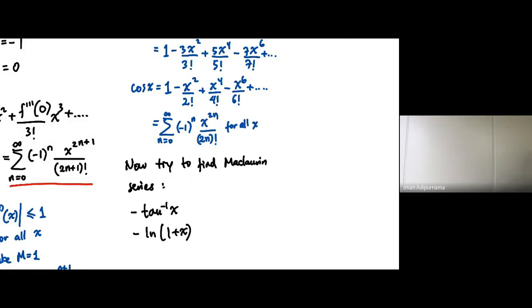Okay, now try to find the Maclaurin series for tangent inverse x and ln 1 plus x. Actually, in your textbook, we have the binomial series for Maclaurin series, but I will skip that binomial. Okay, I will not touch that binomial for now.